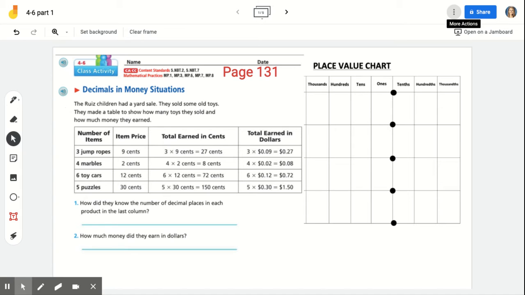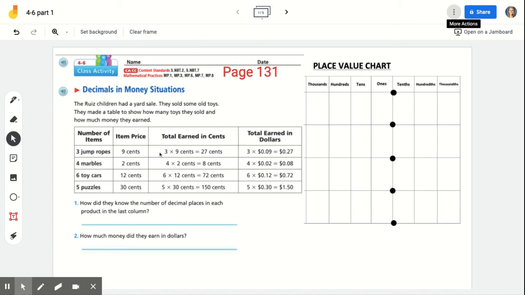It says, the Ruiz children had a yard sale. They sold some old toys. They made a table to show how many toys they sold and how much money they earned. And so within the table, you'll see different headings. So over here we have number of items, the item prices, total earned in cents, and total earned in dollars. So they were selling 3 jump ropes. They sold 4 marbles, 6 toy cars, and 5 puzzles. Here's the prices of each of the items.